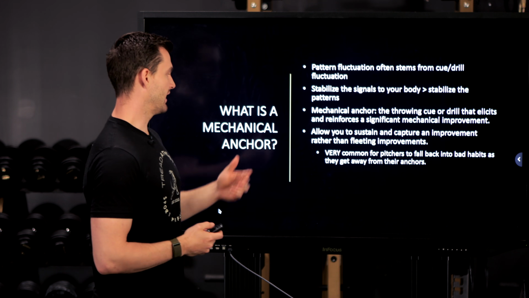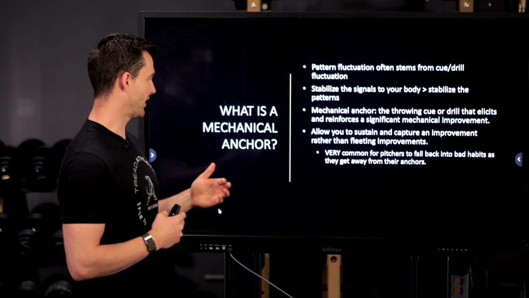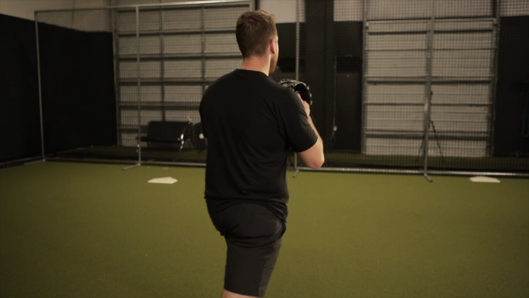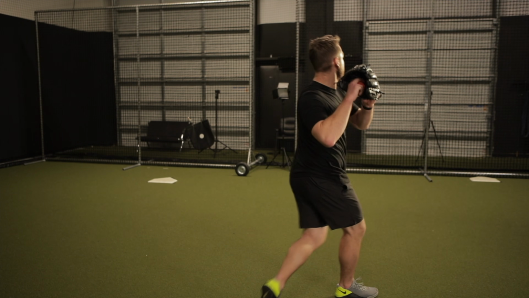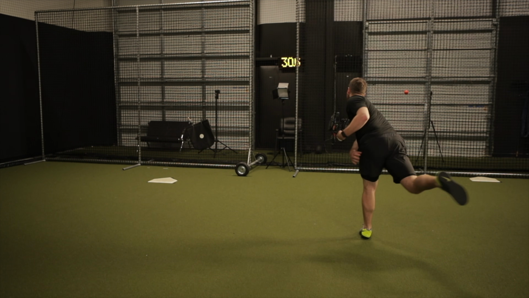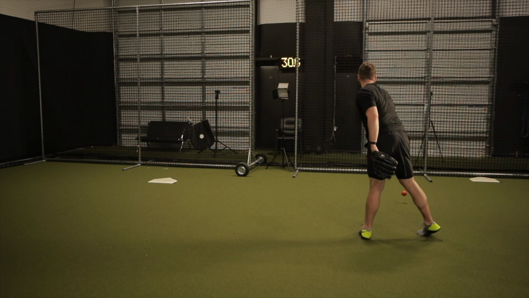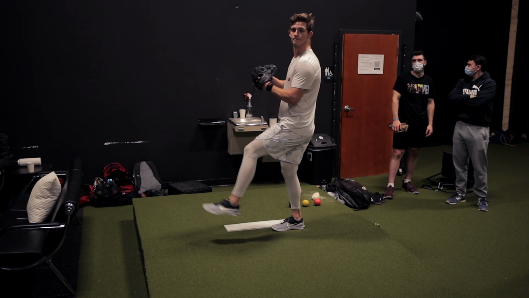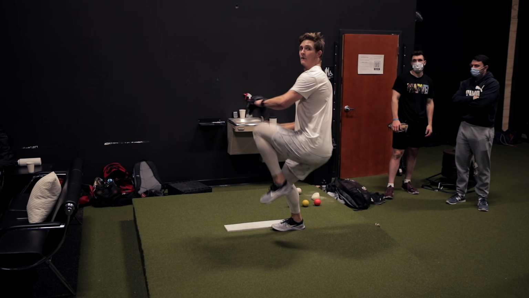So the idea of an anchor, it allows you to sustain and capture an improvement rather than these fleeting improvements that simply begin to die down over the course of the season, or you make an improvement and you just lose it. Right, some athletes can just capture it, and some it's a lot more difficult to actually hold that sustained pattern that they have been able to create.